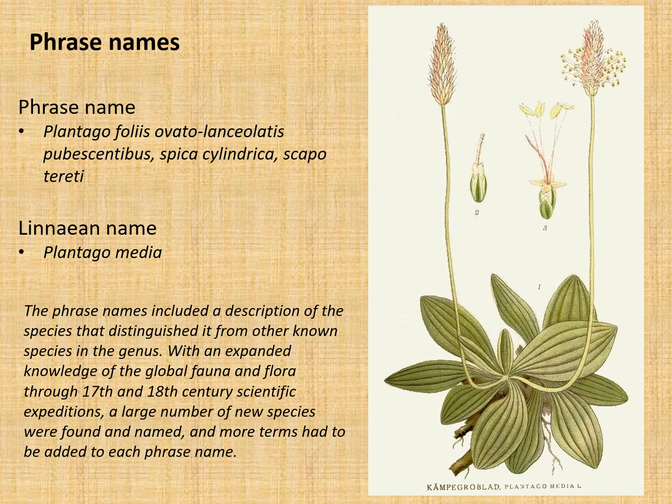The simplicity of Linnaeus's trivial names revolutionized nomenclature, and soon binary nomenclature came to replace phrase names. As an example, this is Plantago media, whose corresponding phrase name translates as plantain with ovate lanceolate leaves becoming softly hairy, a cylindrical head, and smooth stem.